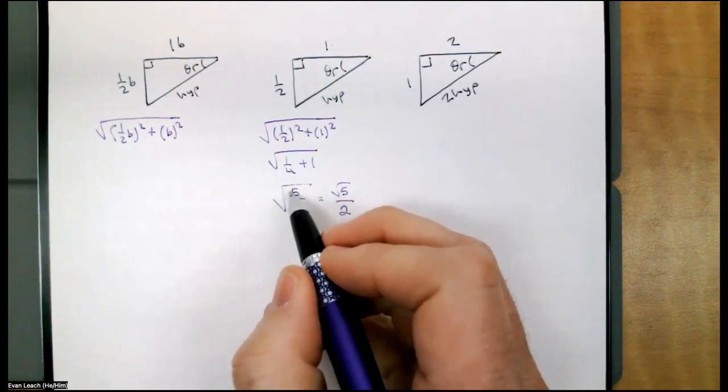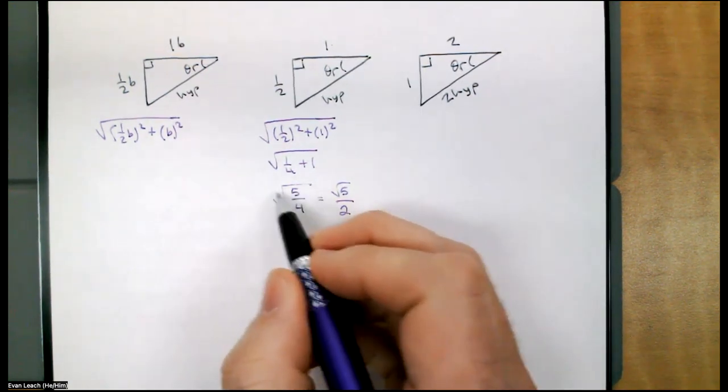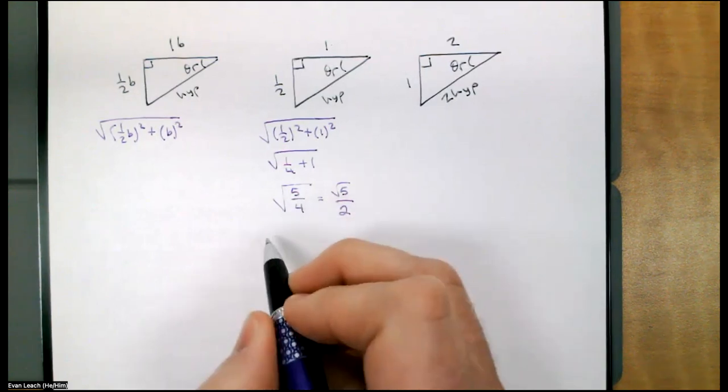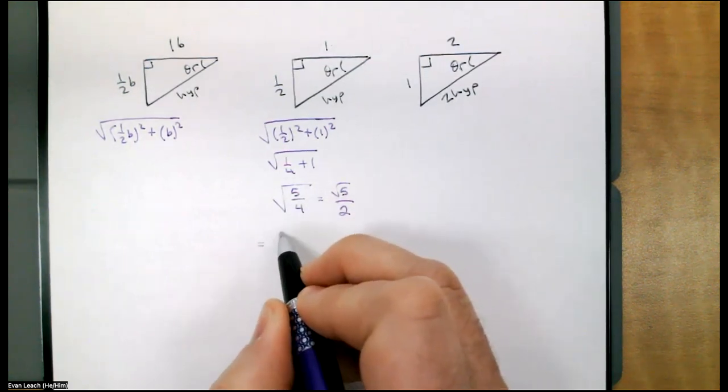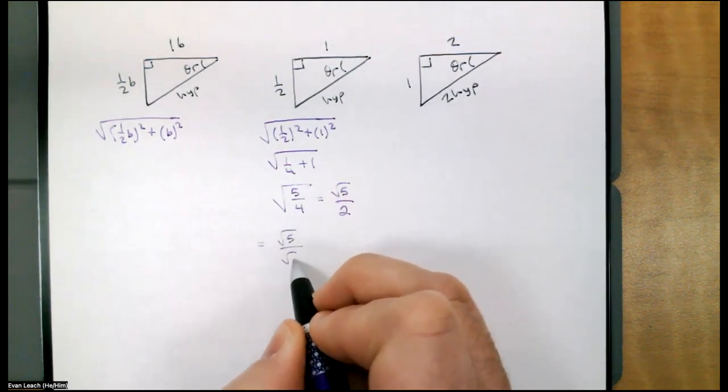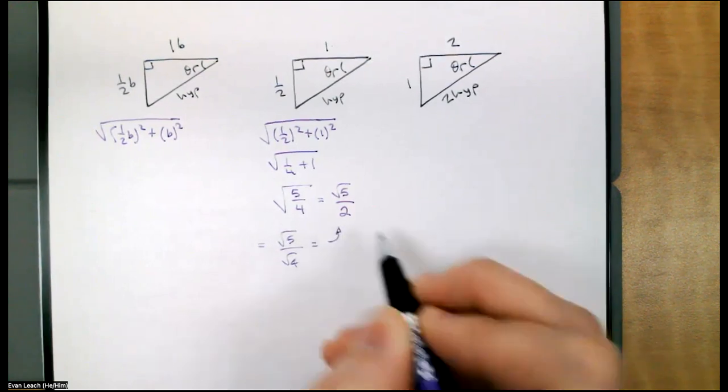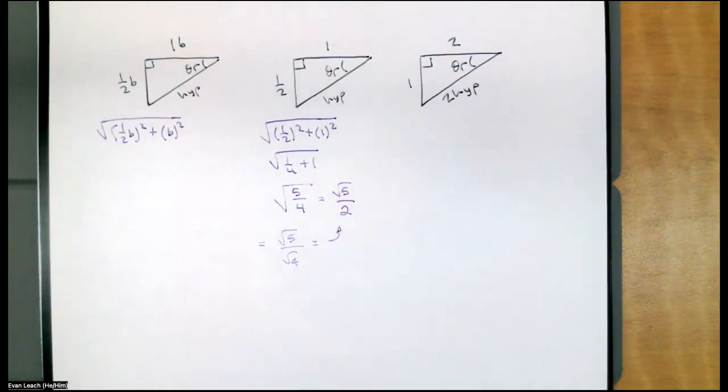I just separated the square root. I distributed the radical to the numerator and the denominator. So this is the square root of 5 over the square root of 4. And then I simplified the square root of 4 to be 2. Exponents distribute over products.